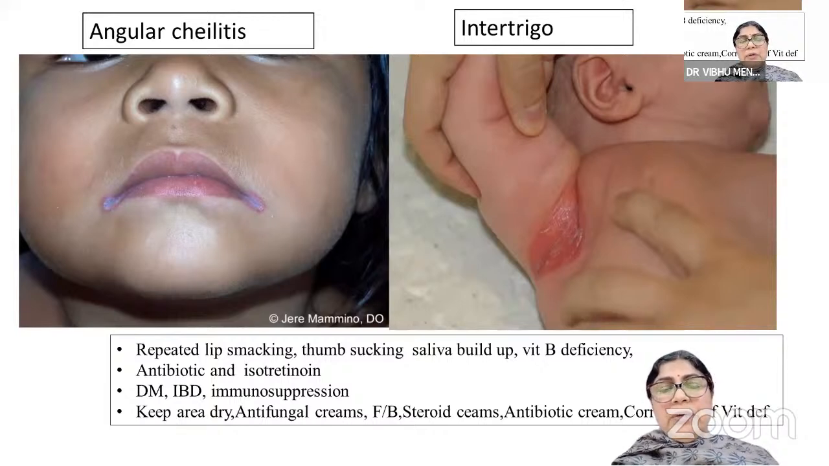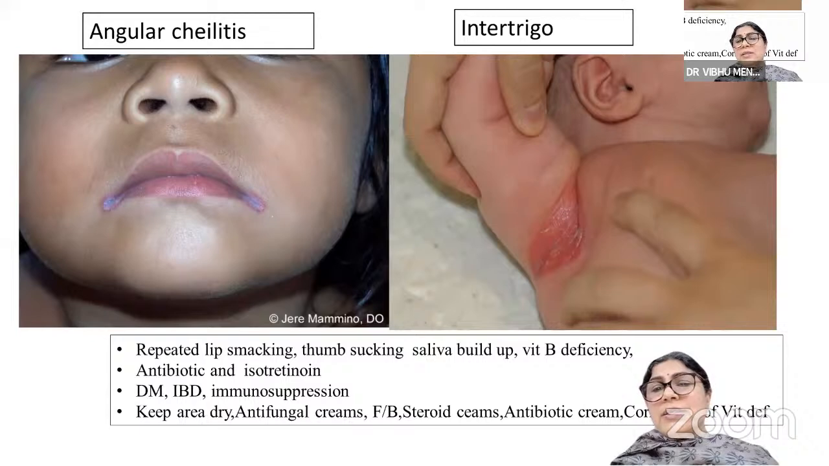So the treatment would be to keep the area dry. As I said, moisture of the skin for a very long period of time, persistent moisture, can give rise to colonization by candida. So we have to use antifungal creams followed by steroid creams.